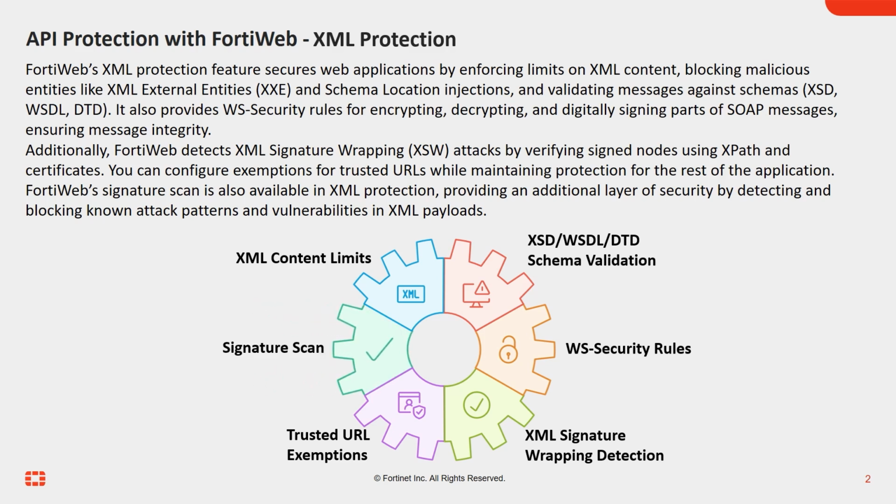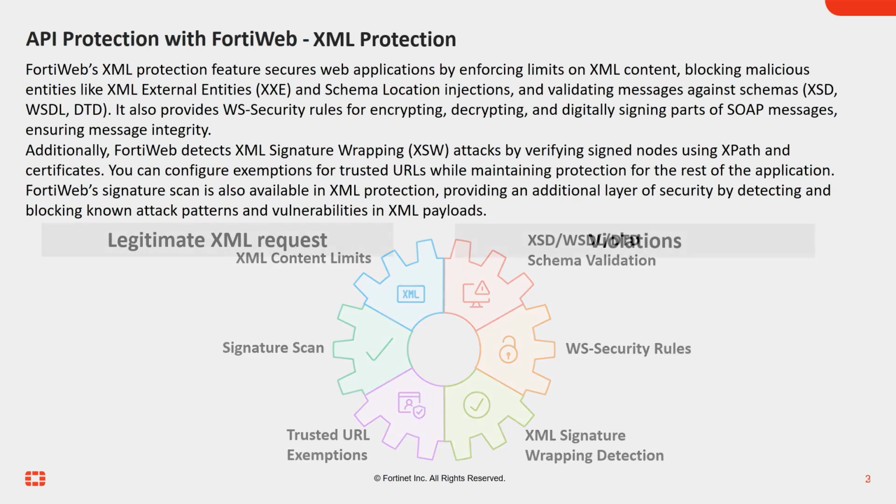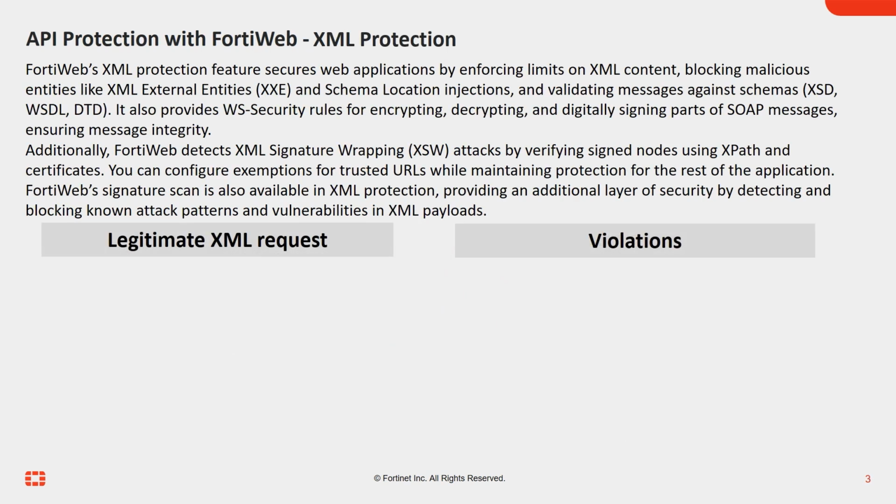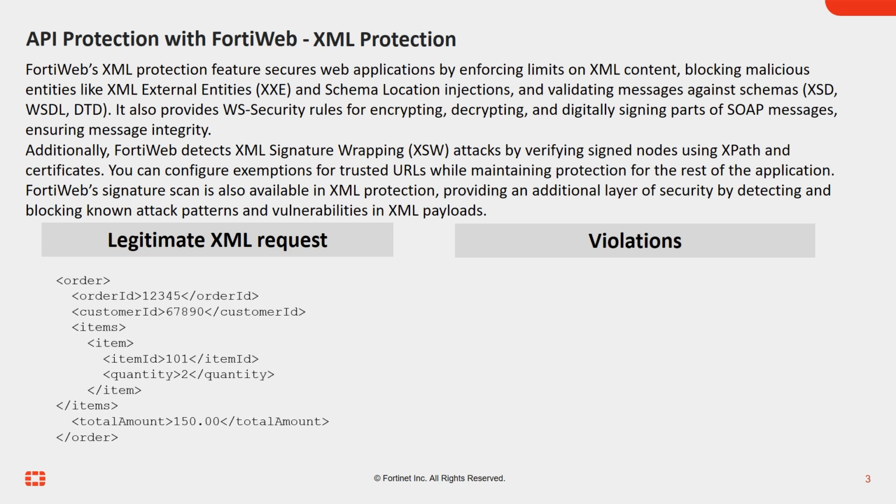FortiWeb's signature scan extends to XML protection, adding another layer of security by detecting and blocking known attack patterns and vulnerabilities in XML payloads. Let's go over some examples of XML protection in action. Your API expects an XML payload to process an order with a specific structure. While real-world implementations may vary, we are using the structure to illustrate different attack scenarios.